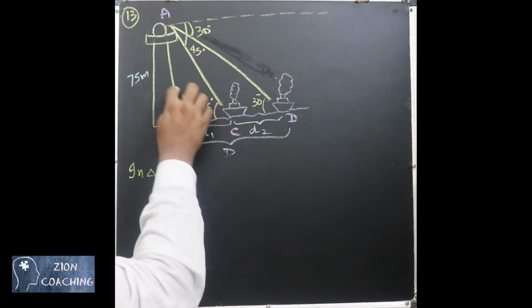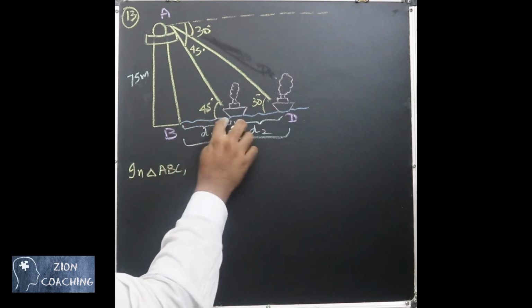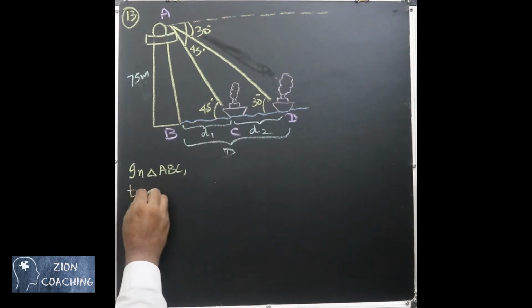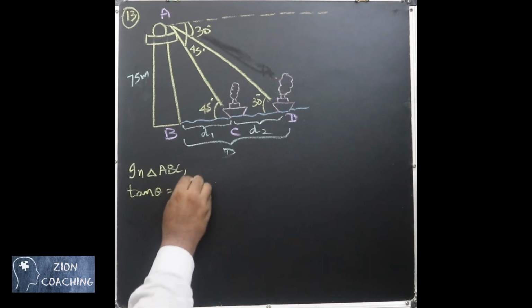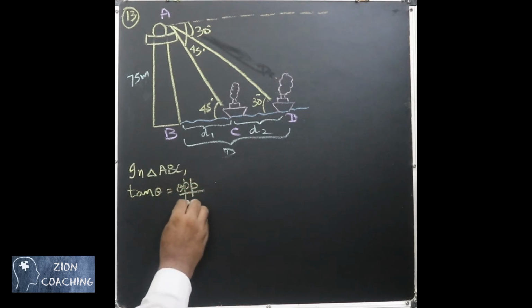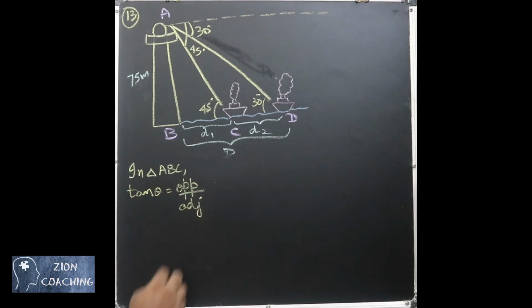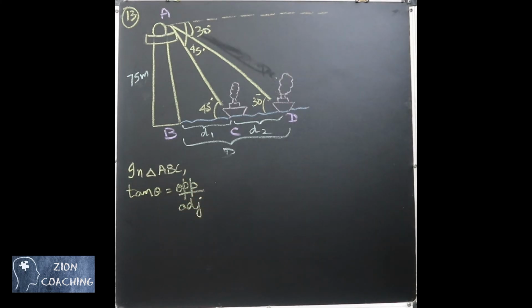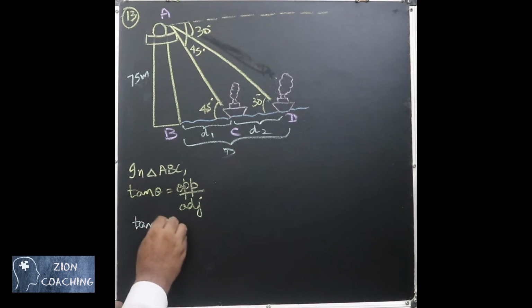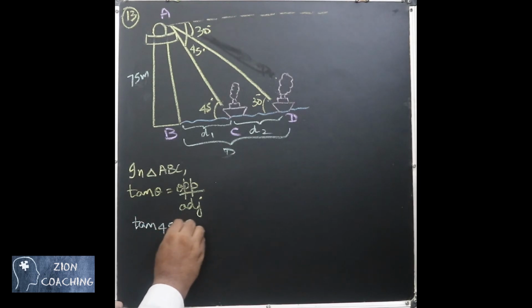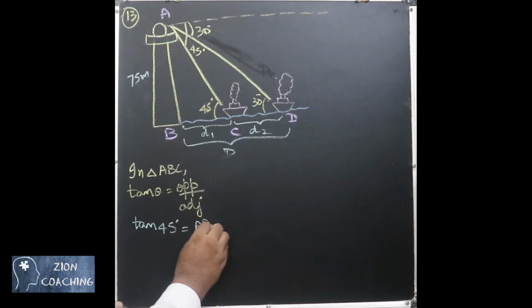now we are going to relate the opposite side and the adjacent side. So we are going to take tan theta. Tan theta is opposite side by adjacent side. Angle is 45 degree. So we have tan 45 degree equal to opposite side, which is nothing but AB, by adjacent side, that is BC.